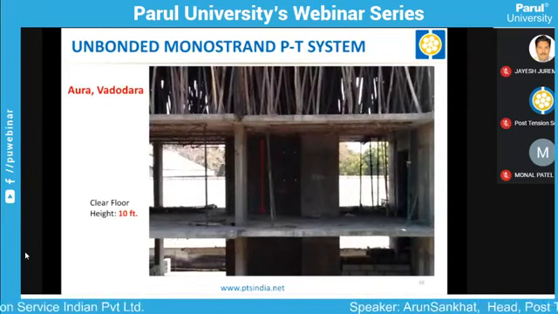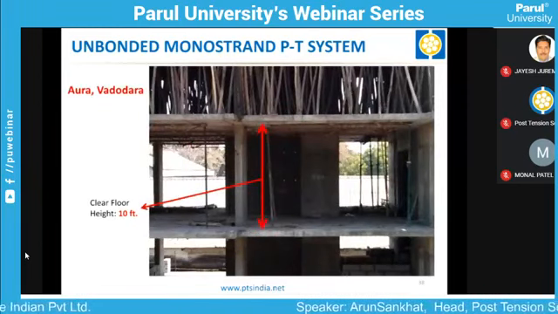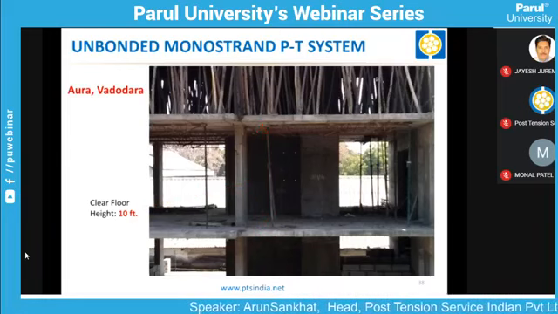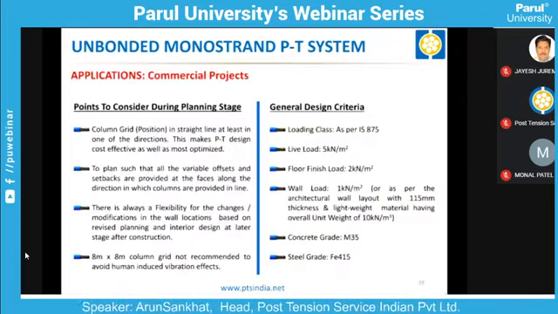You can see the elevation perspective of the same building. The clear floor height is 10 feet, and there is no beam inside. So the same can be applied in commercial projects as well.